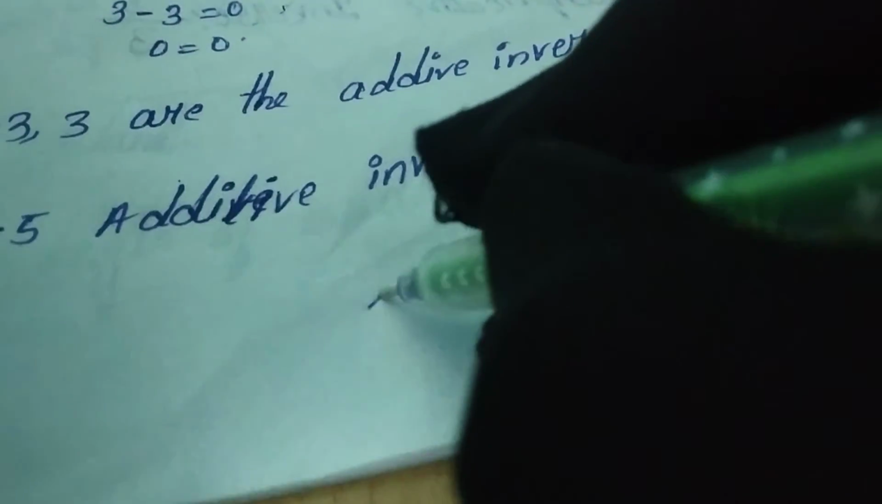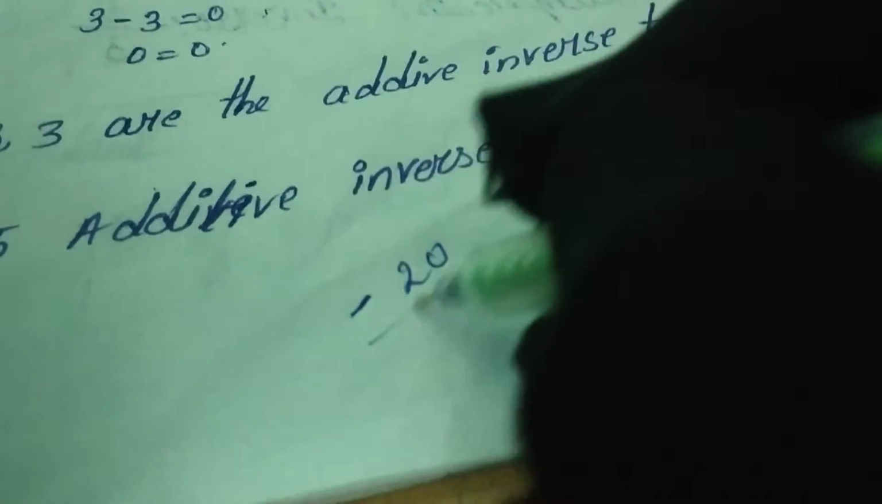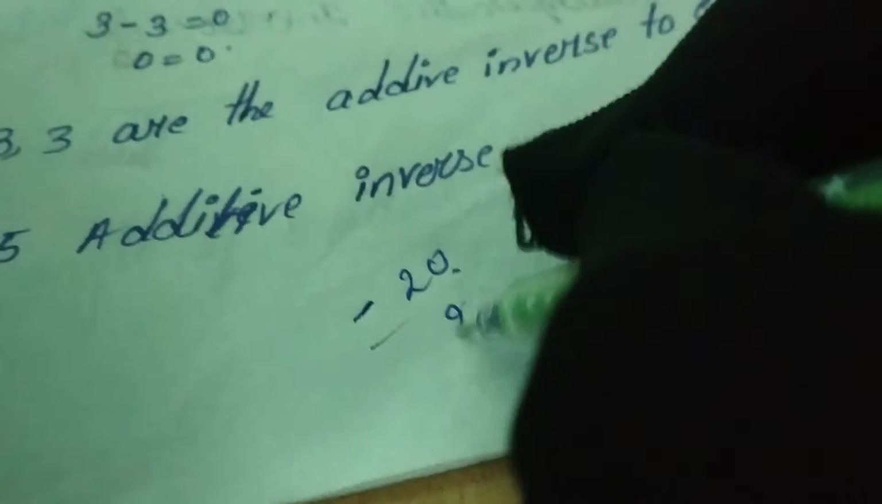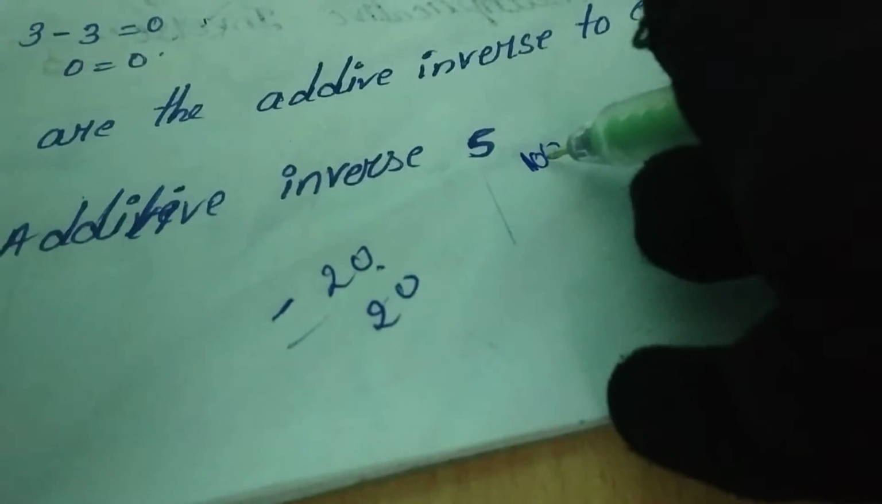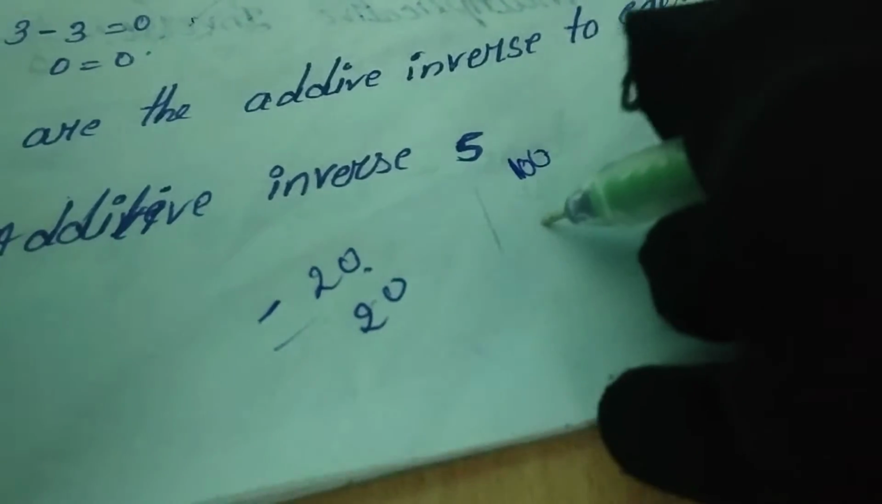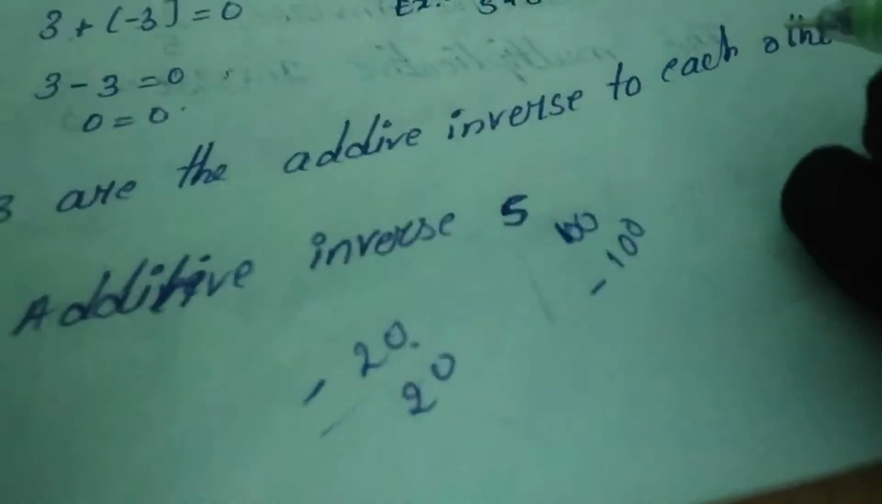If minus 20 is there, the additive inverse of minus 20 is 20. And if plus 100 is there, the additive inverse of plus 100 is minus 100. These are the properties of additive inverse.